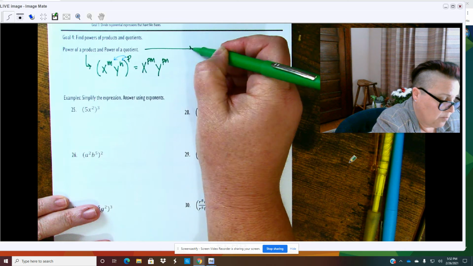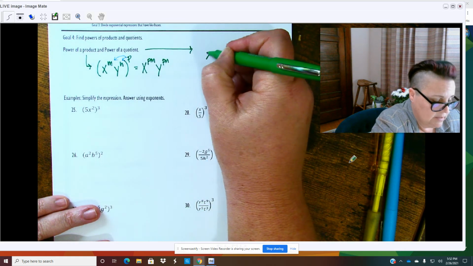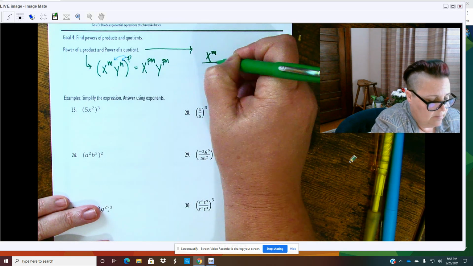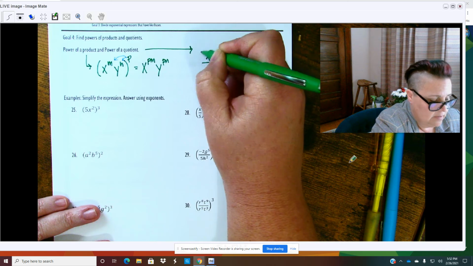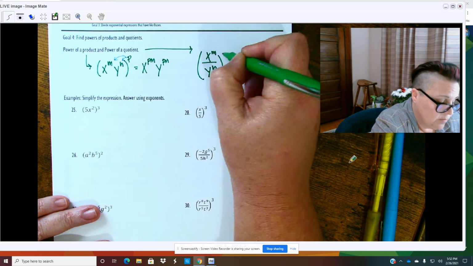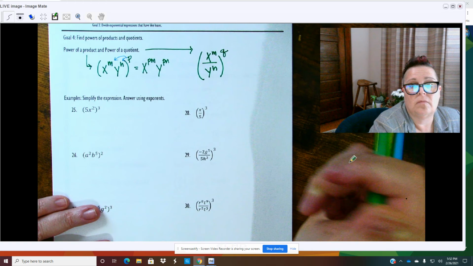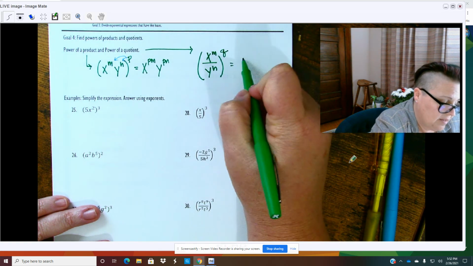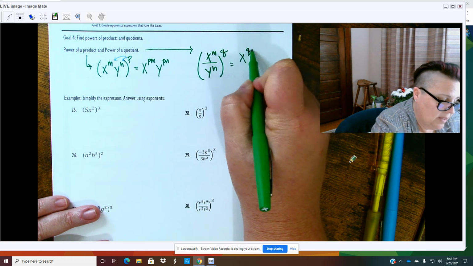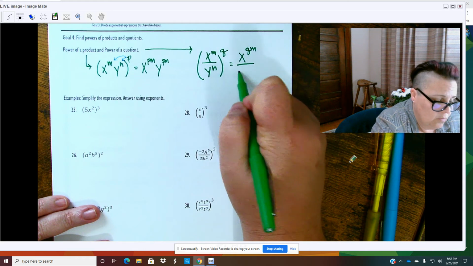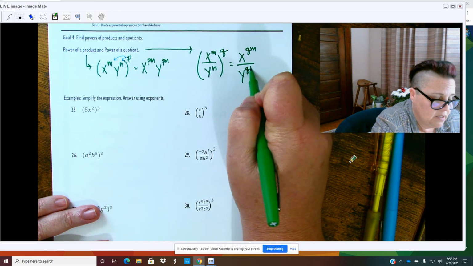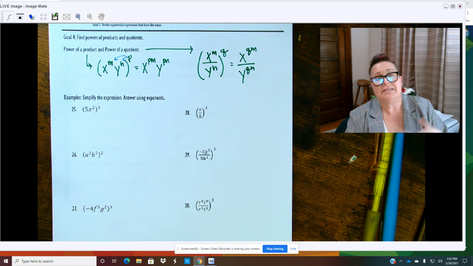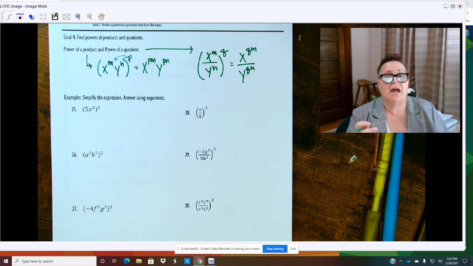Similarly, if we're doing the power of a quotient, if we have x to the m over y to the n, and we're taking that to a power of q, this would be the same as x to the qm over y to the qn. Notice again, my bases are not the same, so I'm not able to simplify this any more than I have. Okay?